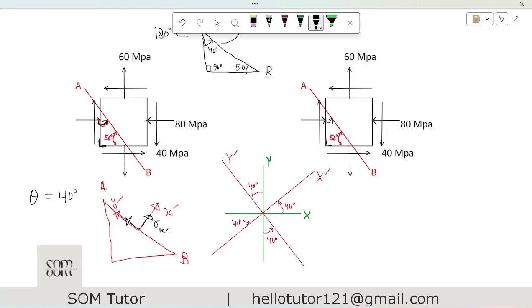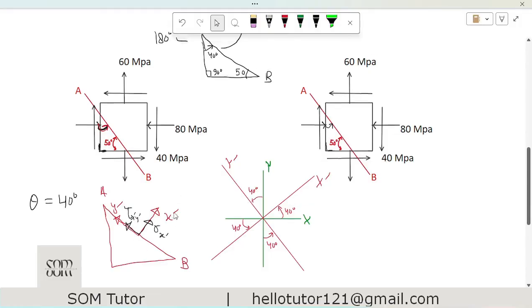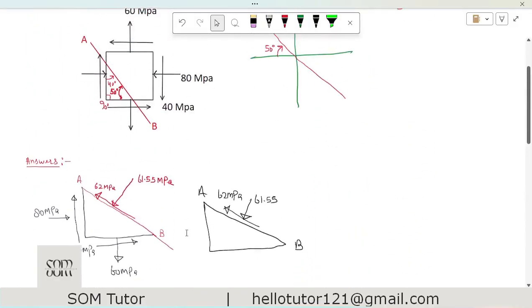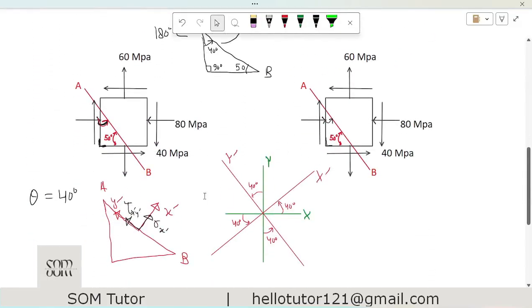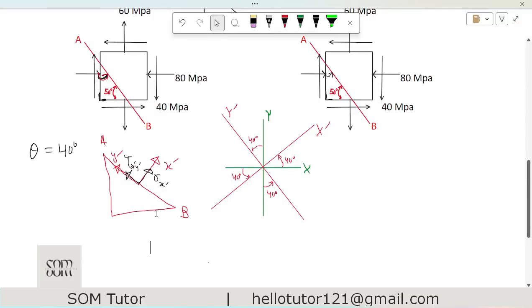Okay, because sigma denotes the normal stress and tau denotes the along or the shear. So this is tau x prime y prime. Now you can see the difference. When we assume this 50 degree clockwise, we got sigma y here. I have erased it, but I hope you remember.